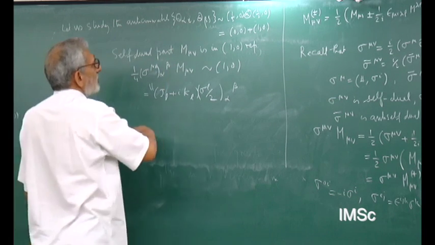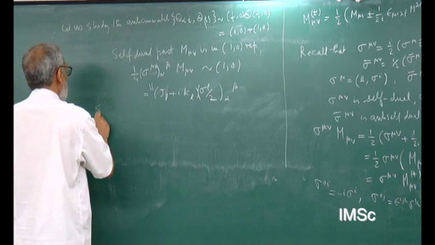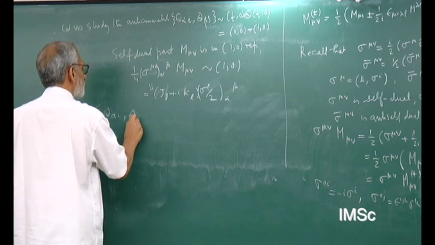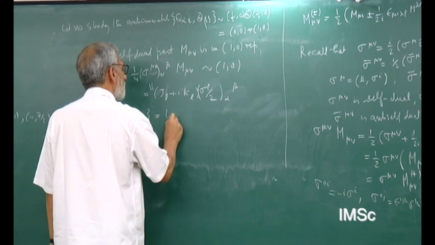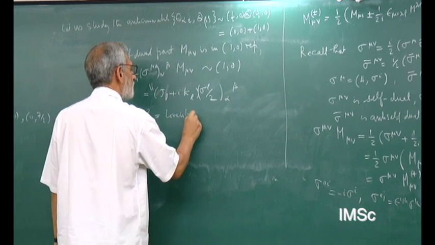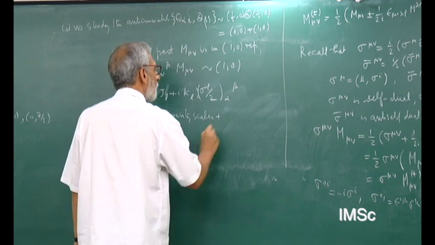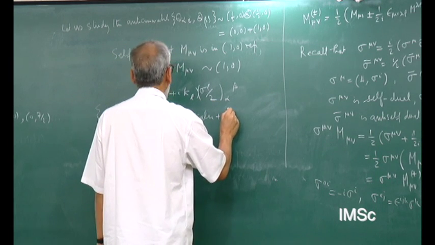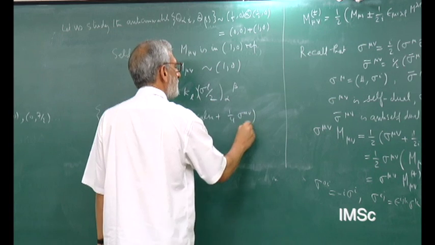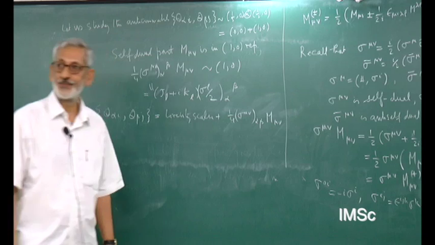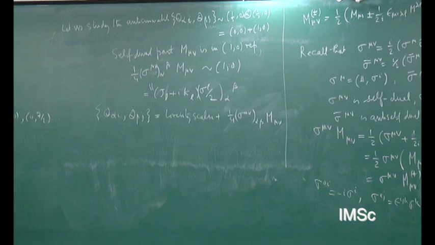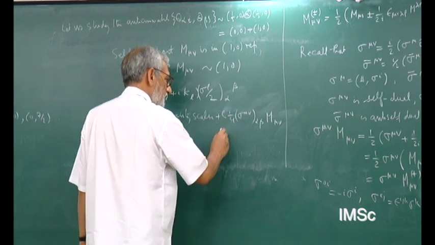So now this discussion tells us that this anti-commutator can be a Lorentz scalar plus 1 by 4 sigma mu nu alpha beta m mu nu, times some constant that we don't know, C.